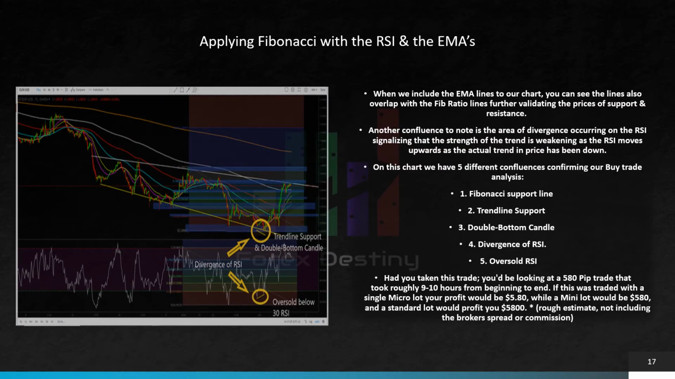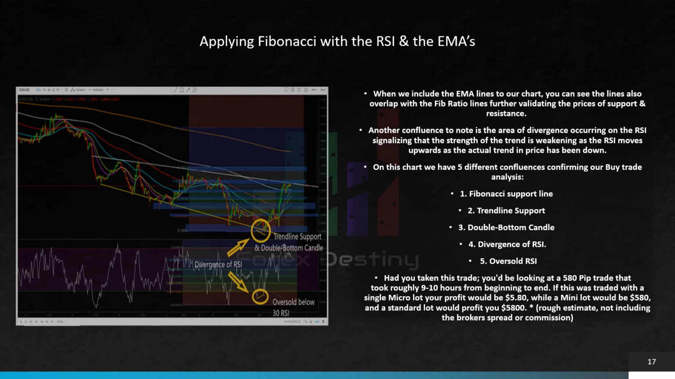Let's take a look at what the Fibonacci looks like with the RSI and the EMAs. When we include the EMA lines in our chart, you can see the lines also overlap with the fib ratio lines, further validating the price of support and resistance. Another confluence to note is the area of divergence that's occurring on the RSI, signaling to us that the strength of the trend is weakening as the RSI moves upward, but the actual trend in price has been downward.